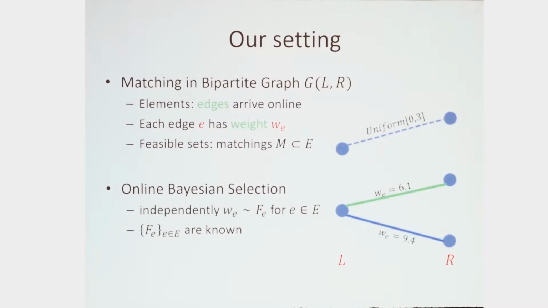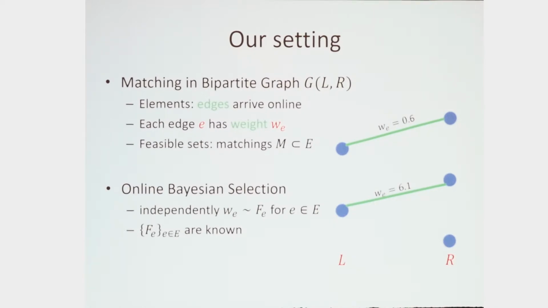Then maybe another edge with even higher weight arrives, but now we cannot take it because otherwise we would get an infeasible set of edges. So we have to reject it. And finally, let's say we take the last edge no matter what. And the algorithm gets the sum of these weights, right? So the algorithm wants to maximize the sum of the weights in the final matching.